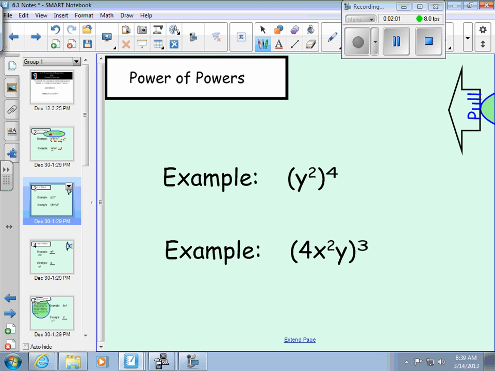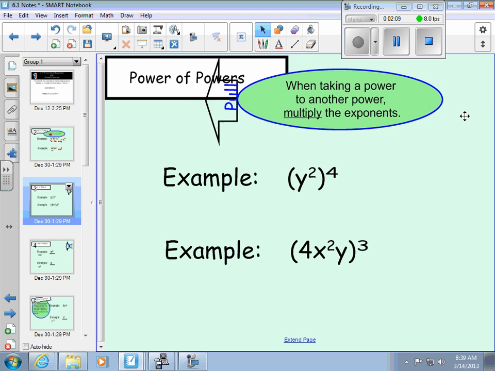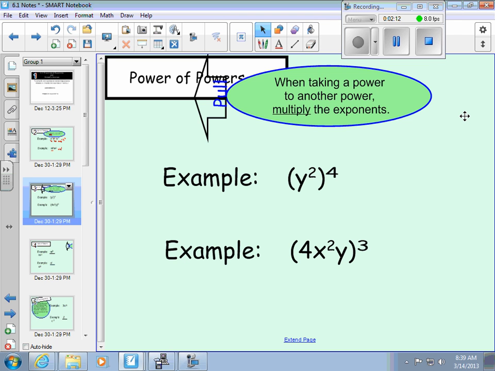All right, second property, power of powers. Whenever you have a power to another power, you want to multiply the exponents. So when taking a power to another power, multiply the exponents. The key thing to notice here is, like in this first example, you see this power of 4. It's just hanging out by itself. Right now it has no base number. So whenever you see a power like that, that's when you should be thinking multiplying. Okay. So on this one, we would get y squared power of 2 times 4. This is going to equal y to the 8th power.